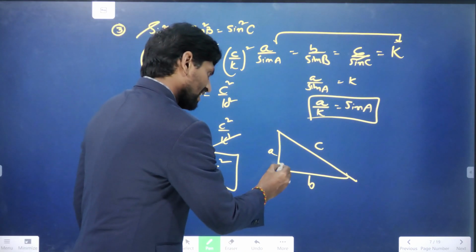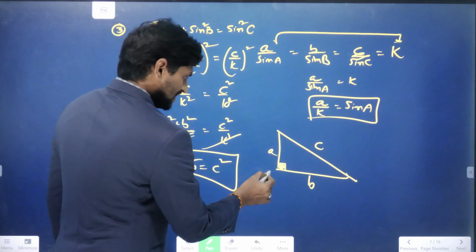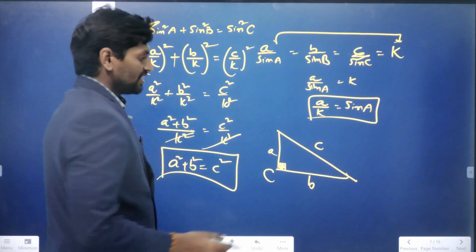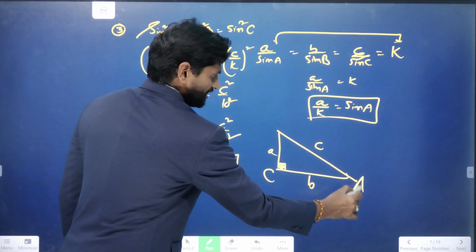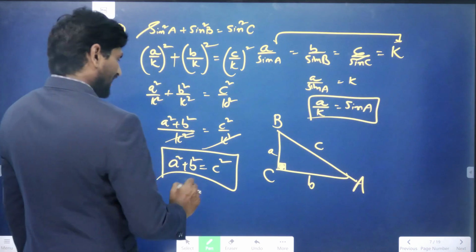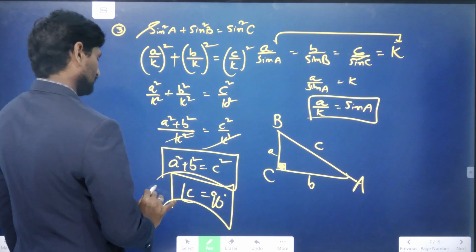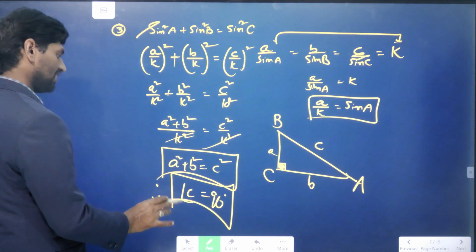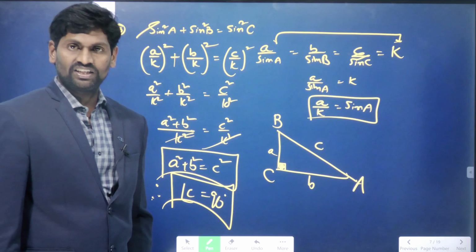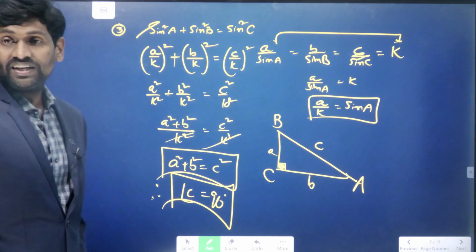That means there is an angle of 90 degrees which is opposite to c. The side c is exactly opposite to the vertex C, a is opposite to the vertex A, b is opposite to the vertex B. So from this we can say that angle C is equal to 90 degrees. Please note that. Then we will go to the next problem.